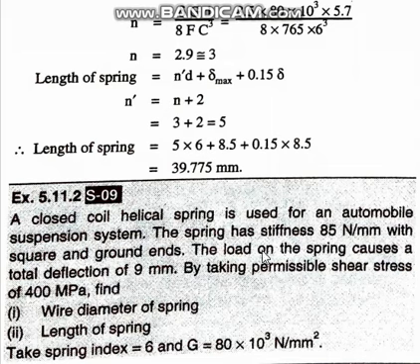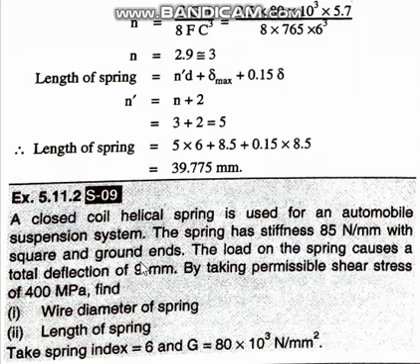Automobile suspension system doesn't mean that it should be a leaf spring. Sometimes it is given that helical springs are being used. And closed coil means the helix angle is less than 10 degrees. That's all, nothing else to do. It is a closed coil helical spring. That is what we have to design. You remember that. The spring has a stiffness of 85 Newton per millimeter with the square and ground ends.